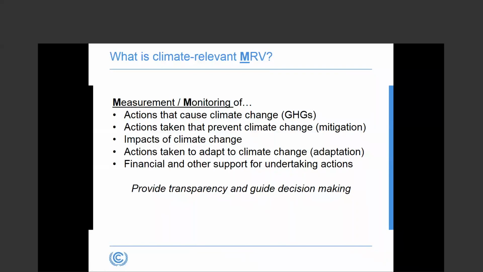Measurement and monitoring aim to provide a reliable base and solid factual background for transparency reporting and guide decision-making. But not always people understand what exactly is meant by the process. Thus, we need to discuss it further. Next slide, please.